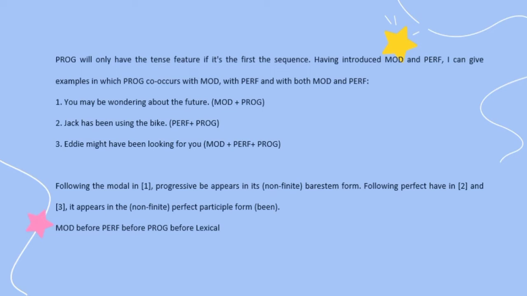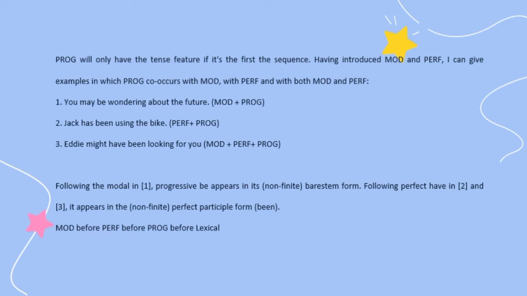Progressive auxiliary will only have the tense future if it is the first in the sequence. Having introduced modal auxiliary and perfect auxiliary, I can give examples in which the progressive auxiliary occurs with modal auxiliary, with perfect auxiliary, and with both modal auxiliary and perfect auxiliary. The first, you may be wondering about the future.